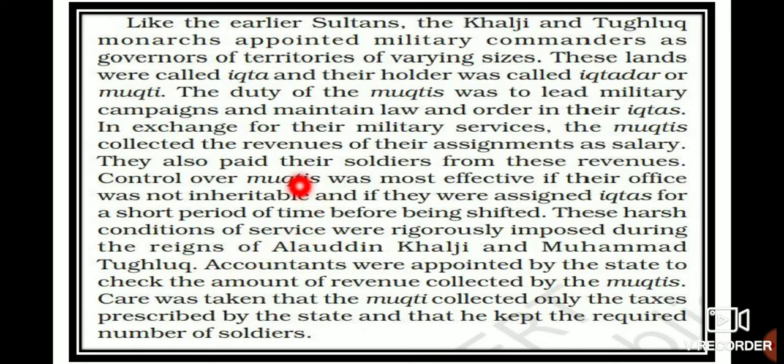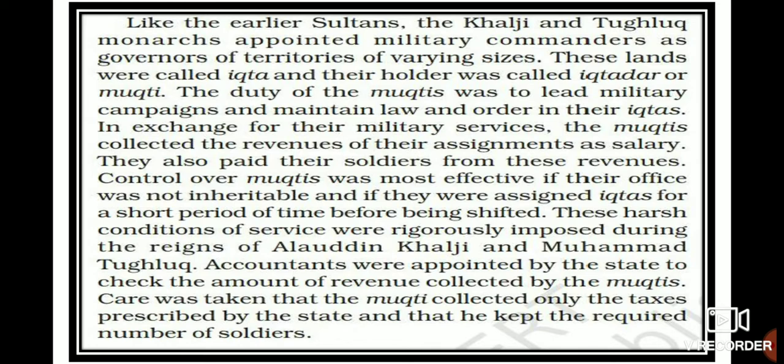Now what happened? They were appointed for a very short period. They were not appointed for a longer period. And this was done by Alauddin Khilji and Muhammad Tughlaq. Also, accountants were appointed so that they could check how much revenue is collected, how much revenue is being used, and whether they are cheating the Sultan. All this work was done properly.